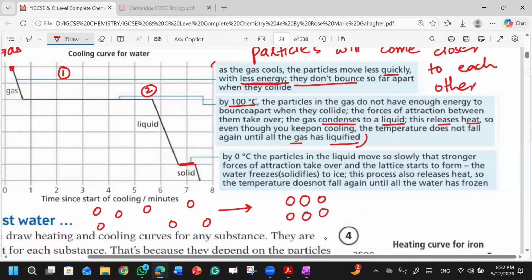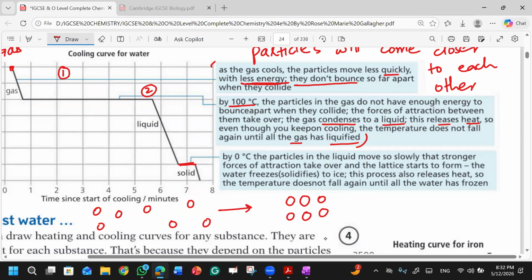They can ask you why at 100 degrees Celsius the gas is converted into liquid, but the temperature is not changing at 100 degrees Celsius for a few minutes. What will be your answer? How can you justify this statement, that the gas is converting into liquid, but the temperature remains constant at 100 degrees Celsius for a few minutes?